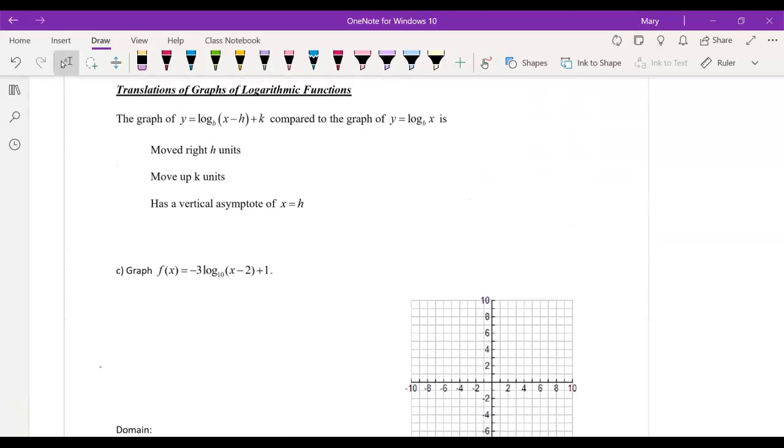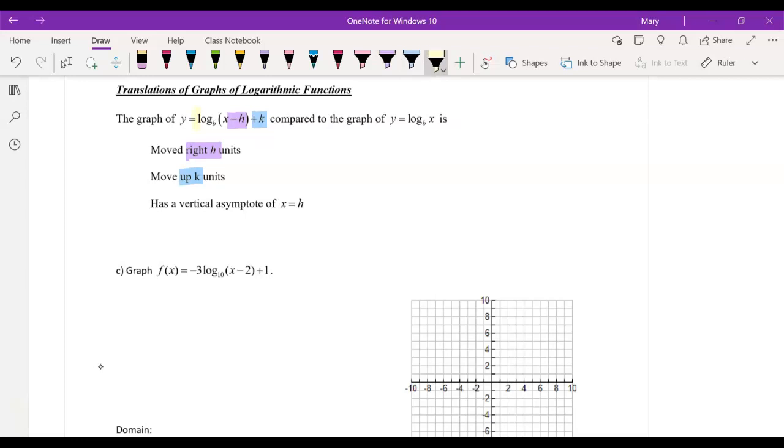So the nice news here is that graphs of logs are going to get shifted around exactly the same way as all of your other functions. So anything inside with the x is going to move left and right. Anything added or subtracted after, or not inside of the logarithm, is going to go up and down. If there were an a value, that would be a vertical stretch.